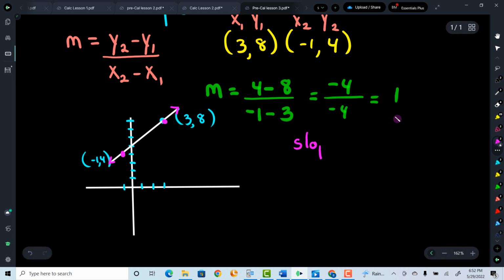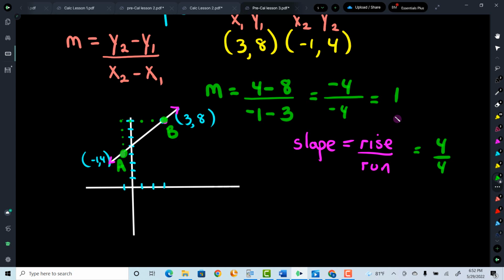So remember, slope is rise over run. It doesn't matter which point we start at. So I'm just going to start down here, we'll call this point A. In order to get from point A to point B, I have to rise 1, 2, 3, 4. So I'm going to rise 4, and then I'm going to run 1, 2, 3, 4. Rise over run. Run is going horizontally. So we see we have a slope of 1.